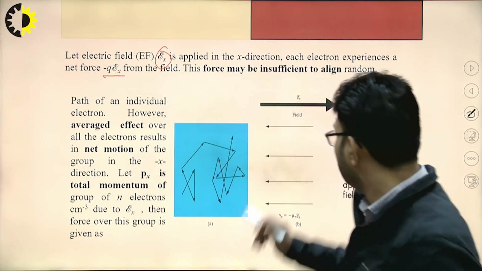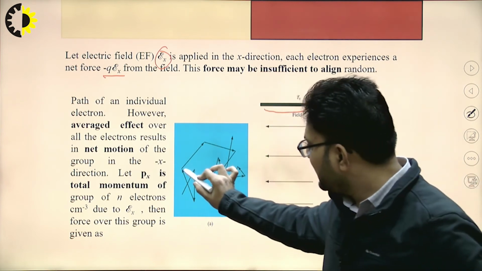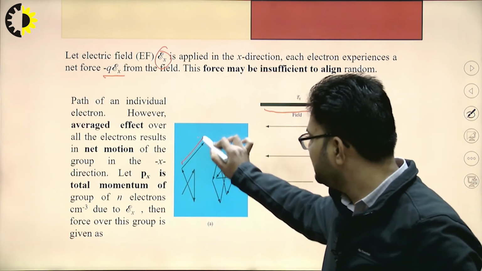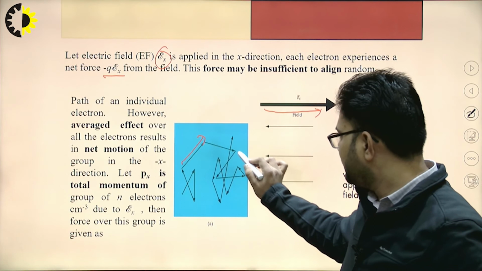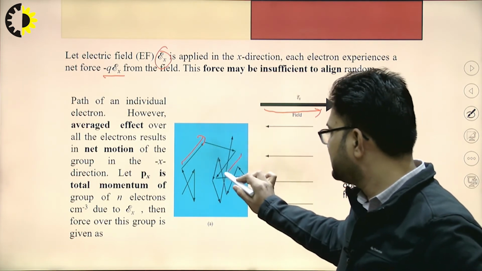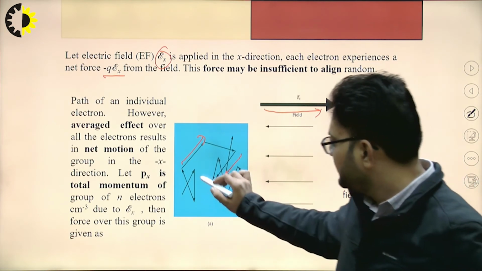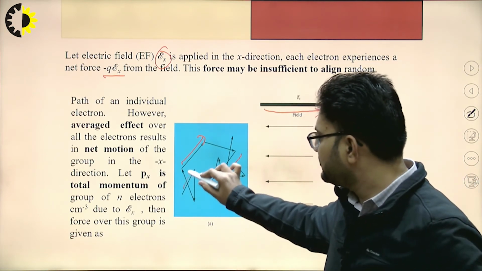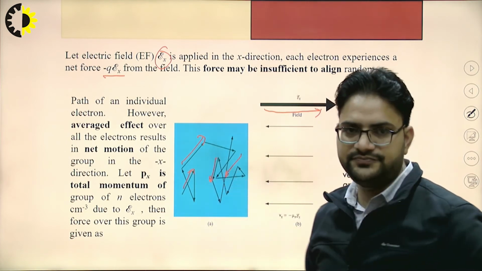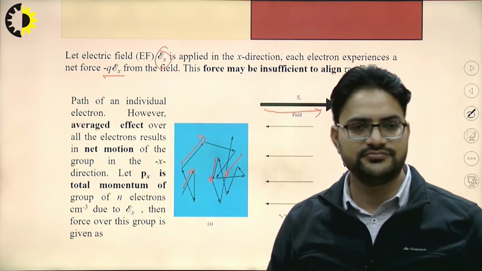So if I say electric field is applied in this direction, initially electrons are having some random motion like this. Some electrons are moving in this direction. Correspondingly, if the jth electron is moving in this direction, the ith electron will be moving in this direction, right? If the kth electron is moving in this direction, correspondingly this electron will be moving in the opposite direction, right?